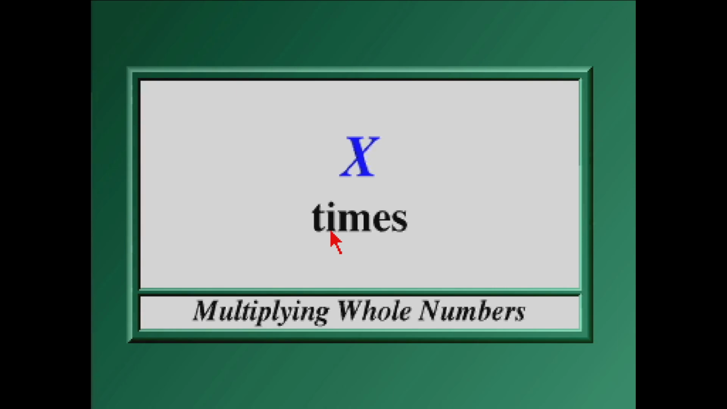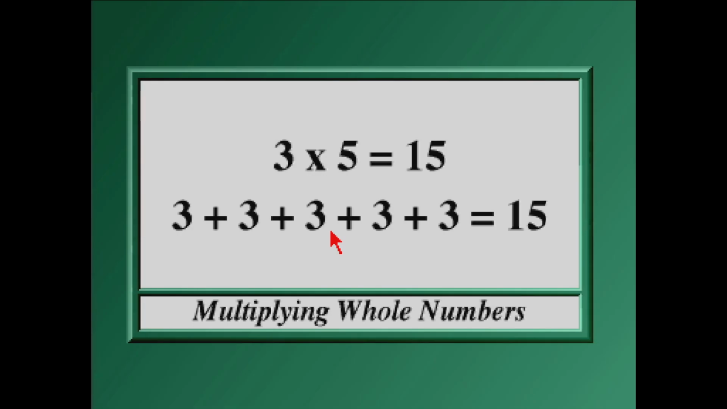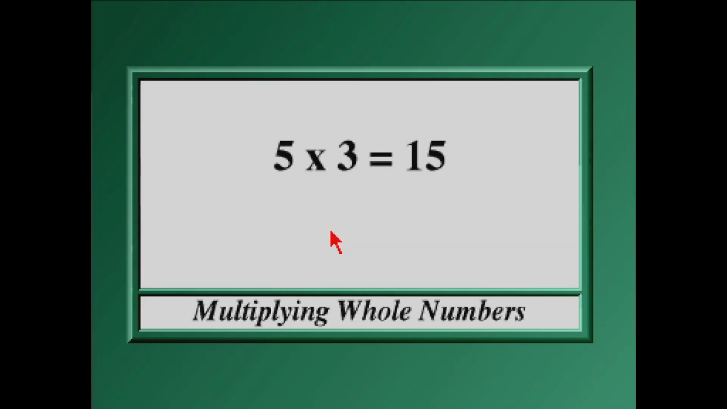Whenever you see this sign, the times sign, you know that you must perform the operation of multiplication. 3 times 5 means to add 3 together 5 times. It can be written as 3 plus 3 plus 3 plus 3 plus 3 equals 15. 5 times 3 means to add 5 together 3 times. This can be written as 5 plus 5 plus 5 equals 15. They both result in the same sum, 15.